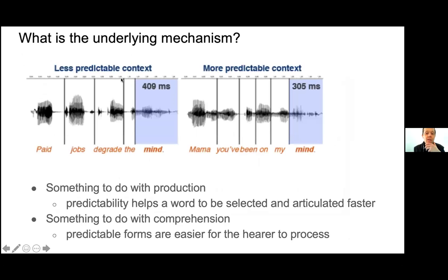Okay, as before, there are these two classes of explanations about why the finding might be there. So first, something to do with production. Maybe it's the case that predictability helps the speaker select and articulate the word. So in a sense, the speaker's already prepared for the material that's predictable. It could also be an explanation having to do with comprehension. So predictable forms are easier for the hearer to process, and so the speaker is kind of sensitive to the needs of the listener when generating the utterance.